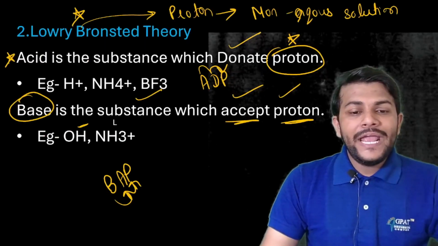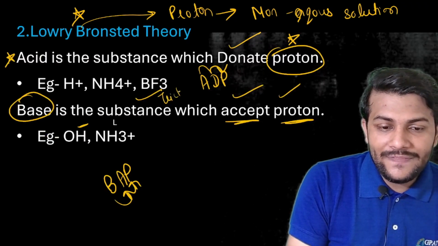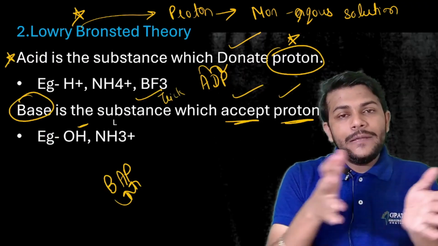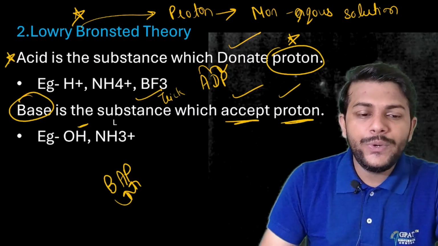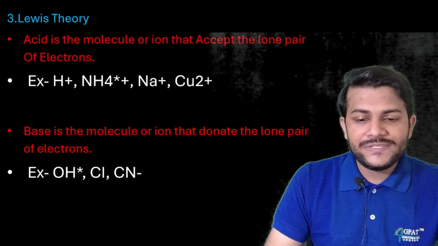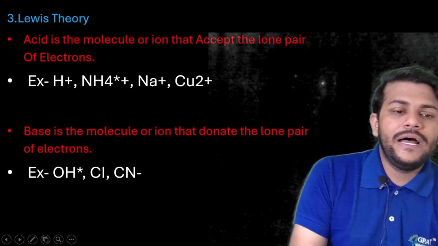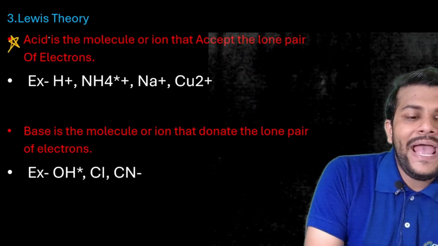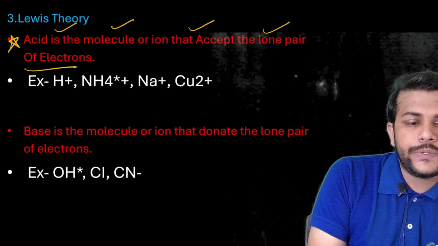Bronsted theory, in which you have to remember the trick ADP, means acids are the substances that can donate the proton. Next, we have the Lewis theory. Lewis theory is basically what? According to Lewis theory, an acid is a molecule or ion that can accept the lone pair of electrons.